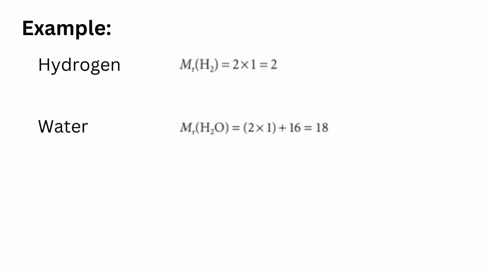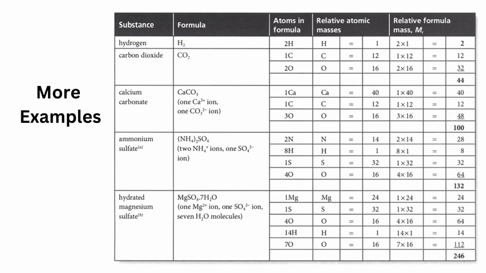Example, hydrogen, Mr of hydrogen is 2 times 1, 2. Water, Mr of H2O, 2 times 1 plus 16 equals 18. More examples are shown over here. First example is hydrogen, carbon dioxide, then calcium carbonate, ammonium sulfate, hydrated magnesium sulfate.